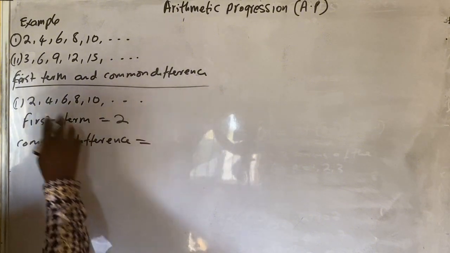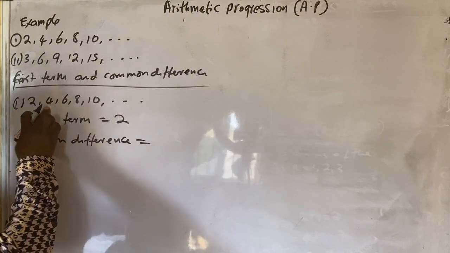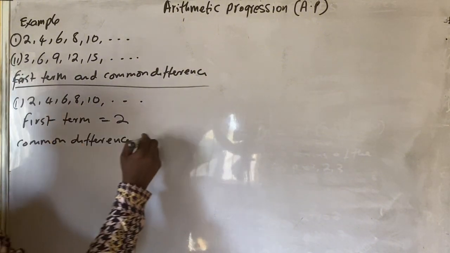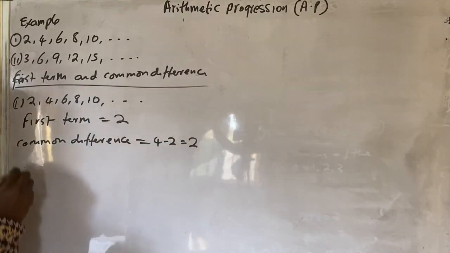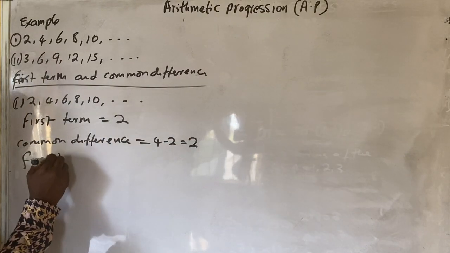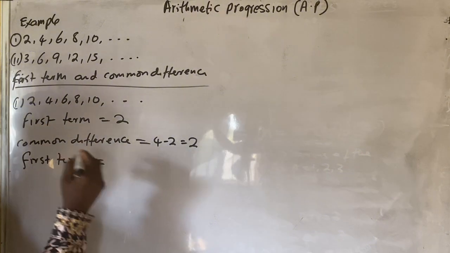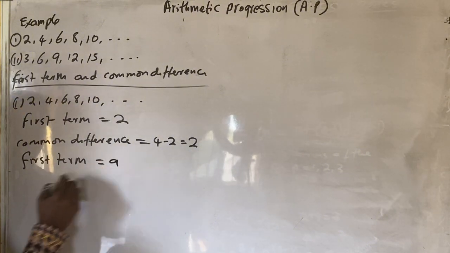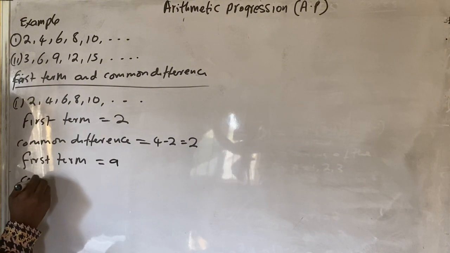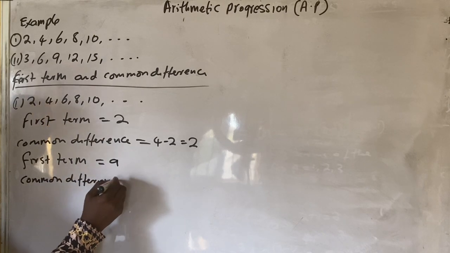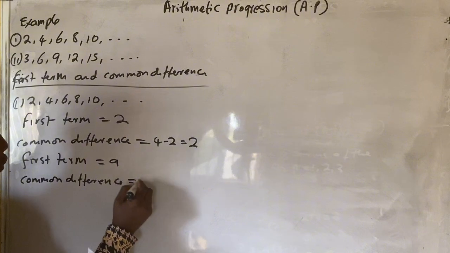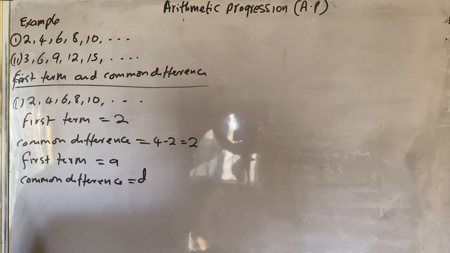And the common difference will be equal to the second term minus the first term, which is 4 minus 2, and that will give us 2. So generally, the first term of an AP is represented using A, and the common difference is represented using the small letter D.